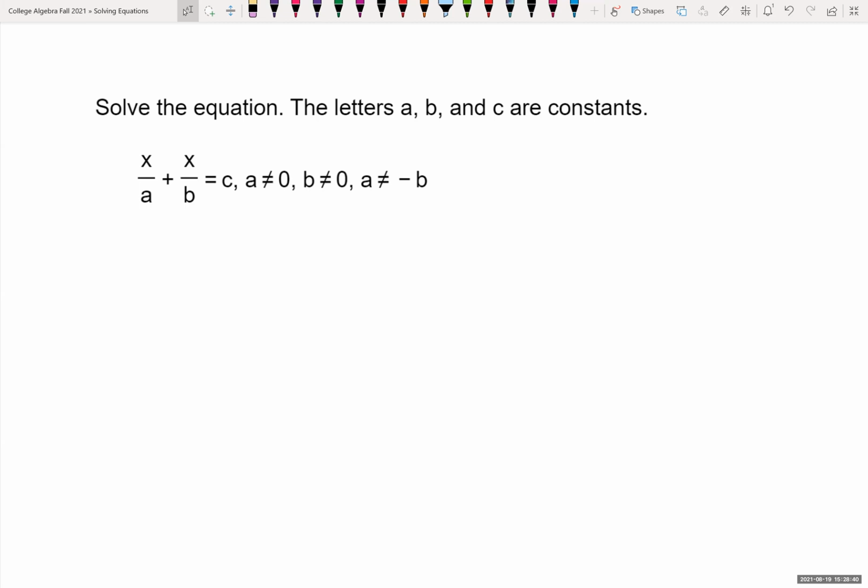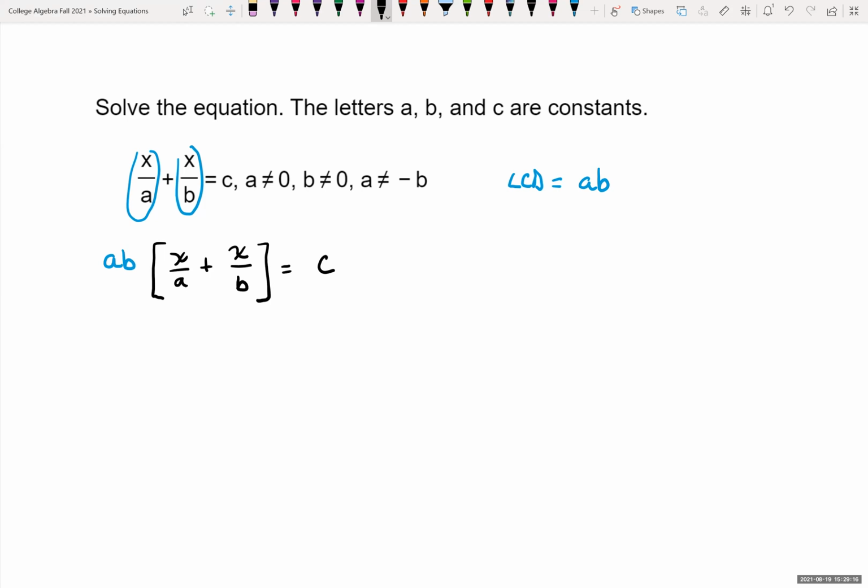Okay, so I want to look at all my fractions within the equation. So I only have 2 fractions within the equation, and I want to find my least common denominator. And so I'm not sure what my numbers A and B are. And so our common denominator can be A times B. So I'm going to look at multiplying AB to both sides of the equation. And we have to distribute that AB to each term on each side of the equation.